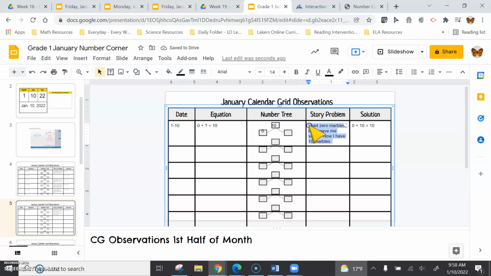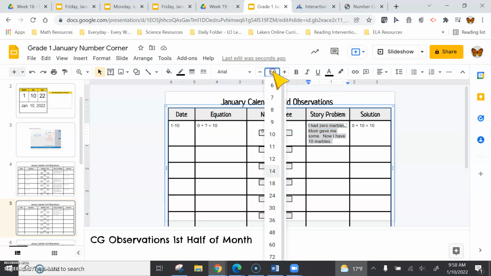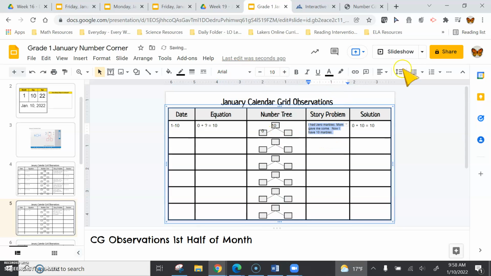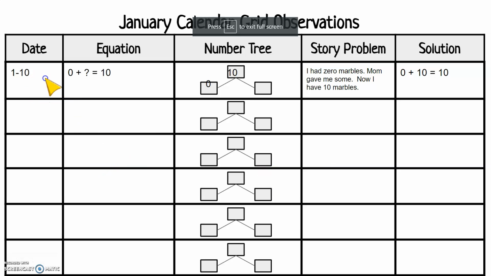And I'm about to show all of this to you so that you understand it. We had 0 plus something, we didn't know what it was, equals 10. 10 is our big number. I had 0 marbles. Mom gave me some. Now I have 10 marbles. 0 plus 10 equals 10.